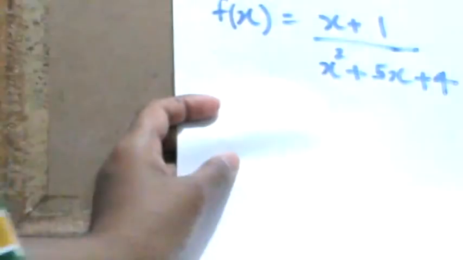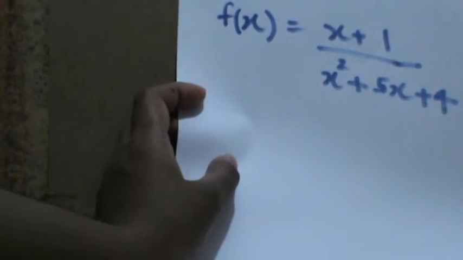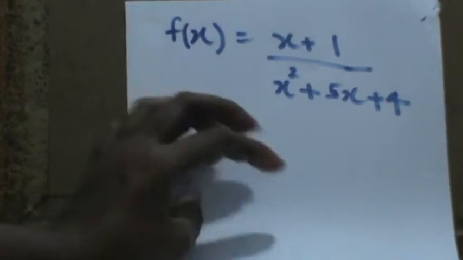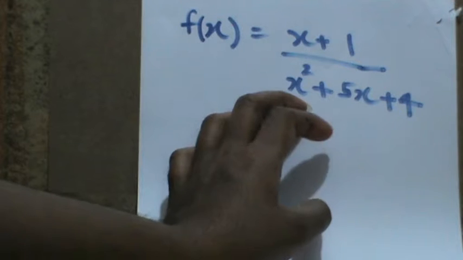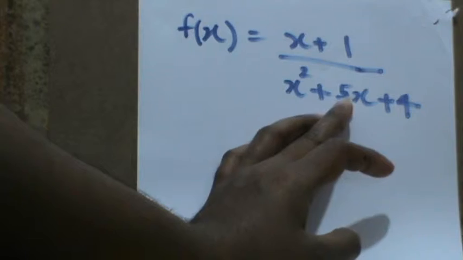So I'll take a simple function like this, much simpler. f(x) equals (x + 1) divided by (x squared + 5x + 4), right? So again, what you'll do is actually factorize the denominator. I don't have to factorize using the quadratic equation or any other concept. I can just see that the factors are 4 and 1.